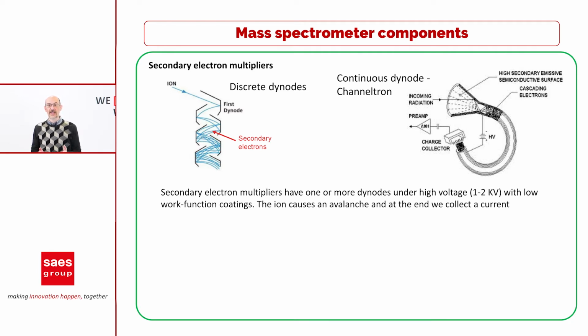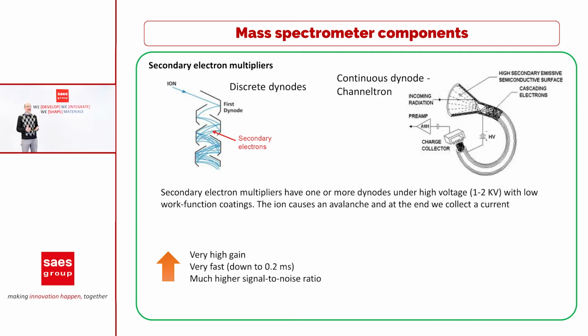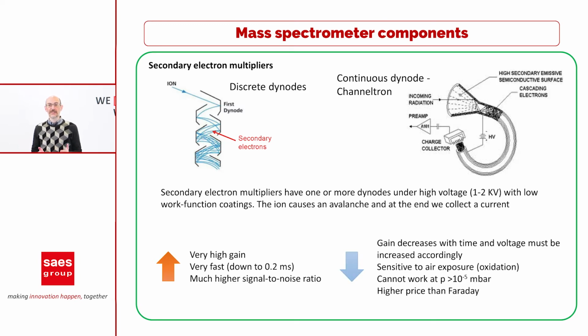These detectors have a very high gain, so they are suitable for very low partial pressure typical of UHV. They are very fast and have much higher signal-to-noise ratio with respect to a Faraday cup. On the other hand, they are more delicate. The gain gradually decreases with time, and we have to increase the voltage.